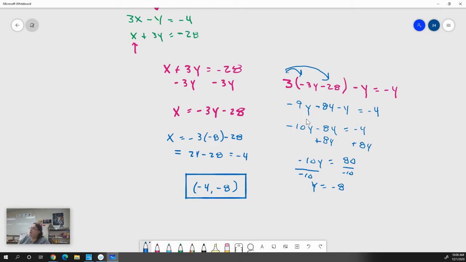I combined my like terms. I had a minus 9y minus y. That's like saying minus 9 minus 1 gives me minus 10. So I just combine these like terms, I put these two terms together, and then I wound up with minus 10y minus 84. Does that make sense?